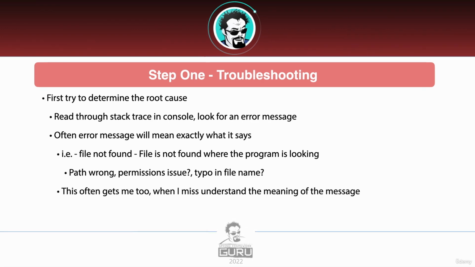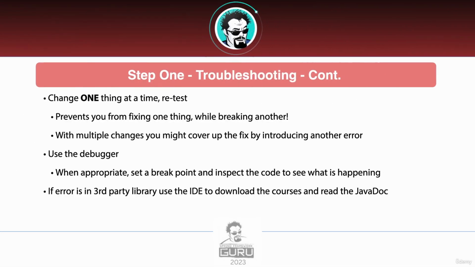When you're doing troubleshooting, one thing you want to do is change one thing at a time and then retest. This is very important. If you start changing multiple things, you could fix one thing and break another. I've seen this happen where multiple changes, one change fixes it, but you introduce more than one and you wind up breaking it with the other one. So very, very important to change one thing at a time and then retest.